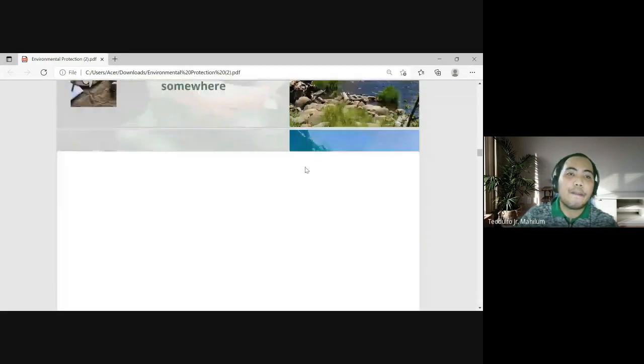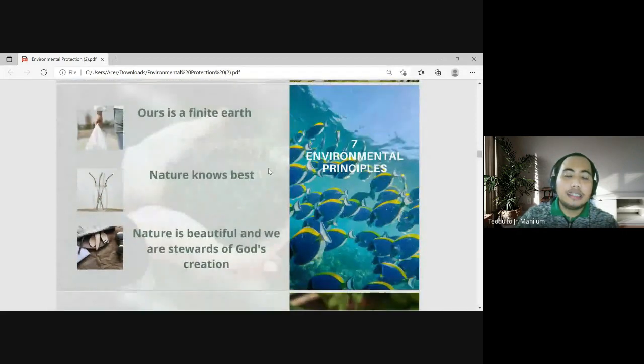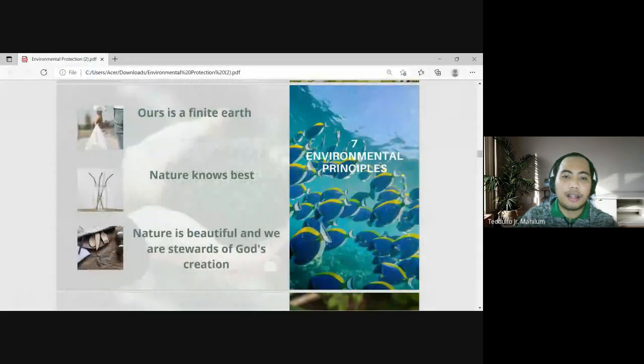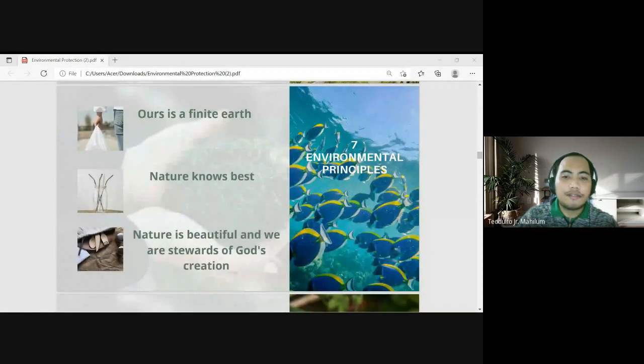Now, number four, ours is a finite Earth. What do you mean by this? Ours is a finite Earth. Meaning, ang kalikasan ay may katapusan or may hangganan. Everything that we need is provided by nature in abundance: food, water, energy, minerals, and even air.